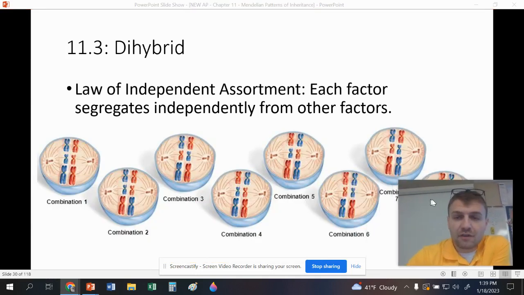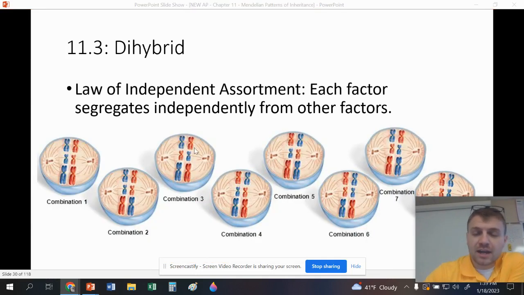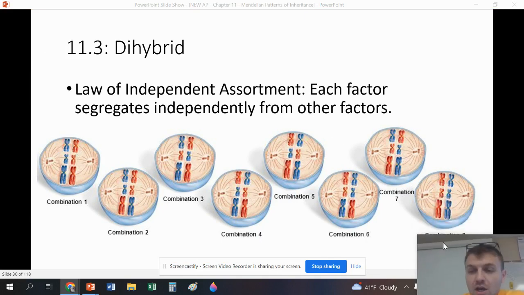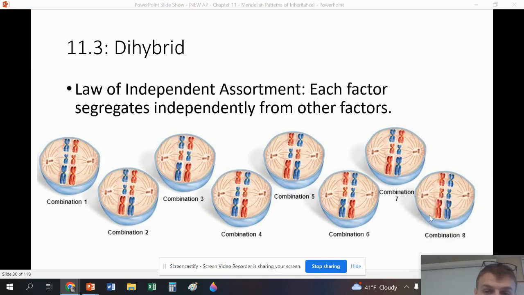Now, with the law of independent assortment, remember that each of these factors are going to separate independently of each other. And that basically means that we're going to create a combination or a set of combinations of these chromosomes. You can see in these cells, any one of these combinations is correct. You can have any one of these maternal or paternal sides independently assort during metaphase, or I'm sorry, meiosis one. It's during metaphase one. So any one of these combinations is correct.